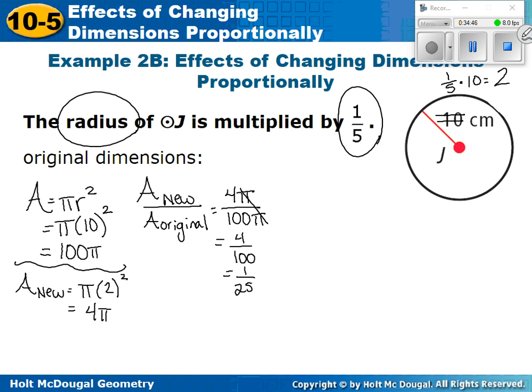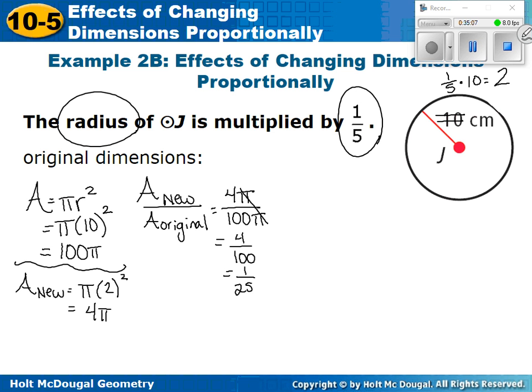So if the formula is confusing you and you're like, I don't get how we're getting that, or I don't know what it's going to be, just calculate the areas. Find the area of the original one, find the area of the new one, new divided by original, here's your area. It's 1/25 the area. Write it as a complete sentence. The area is multiplied by 1/25.